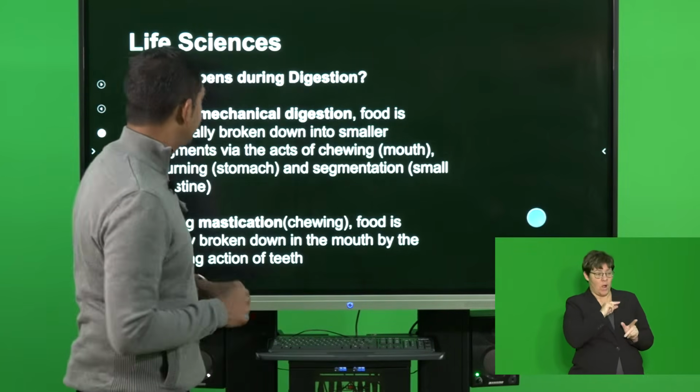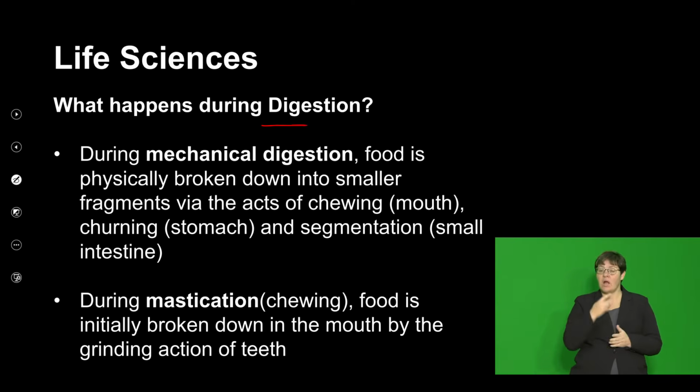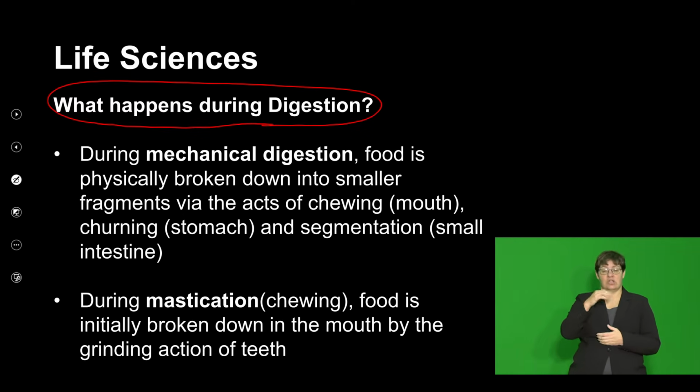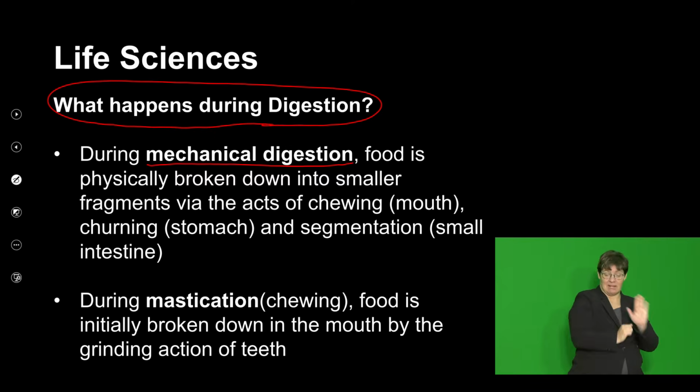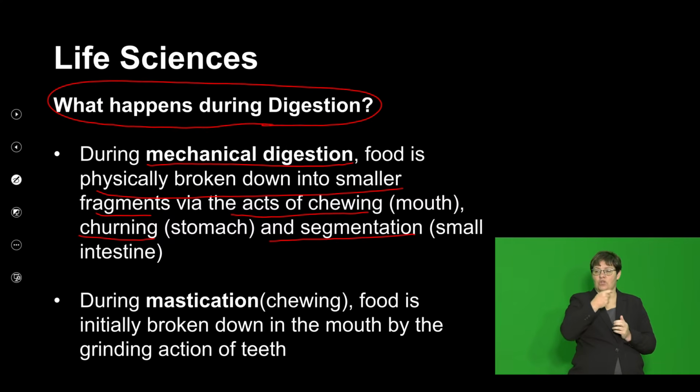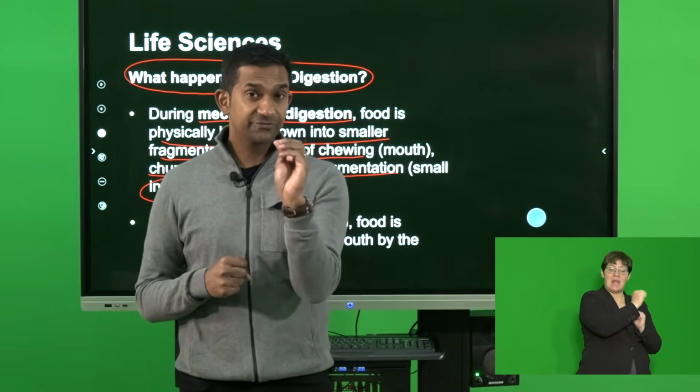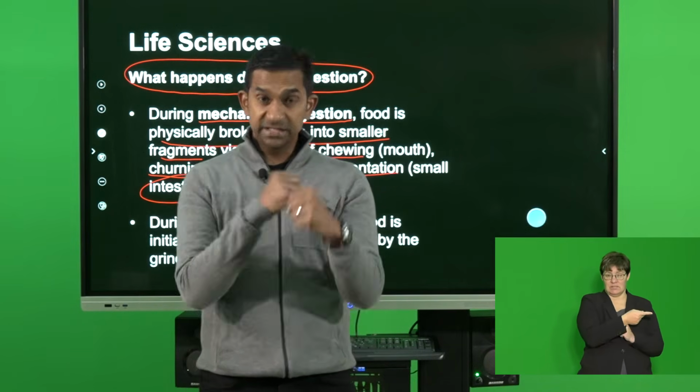So remember that fact. So what happens during the process of digestion? Again, digestion refers to breaking down the food. This process can occur either mechanically as well as chemically. So let's look at mechanical digestion. The food is physically broken down into smaller fragments by the acts of chewing and churning and segmentation in the intestine. So what that means is that there is a chemical process of digestion, but there is a mechanical process that we must refer to. Chewing the food breaks the food down.